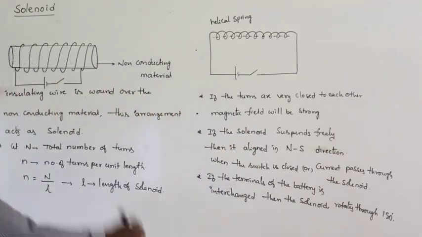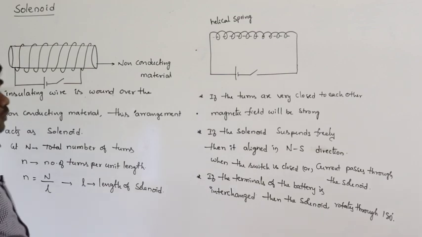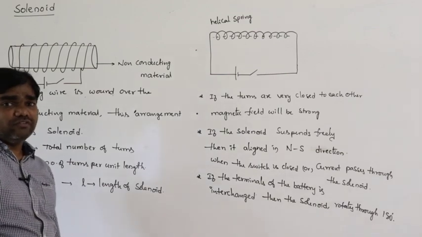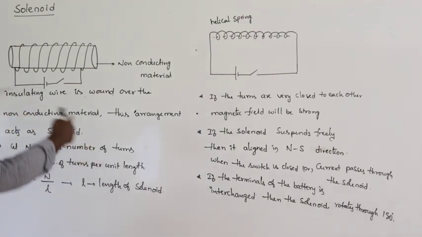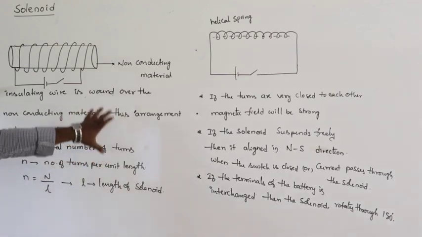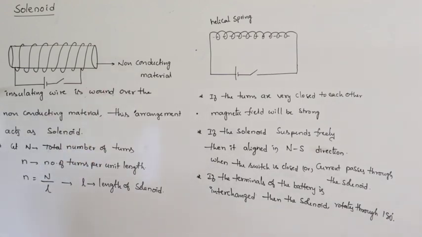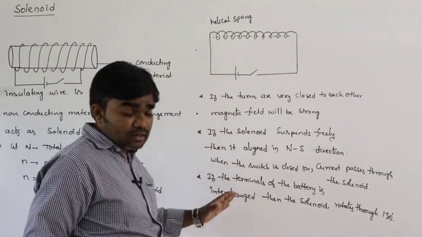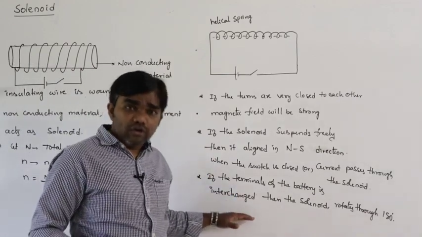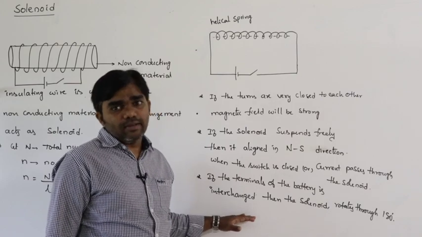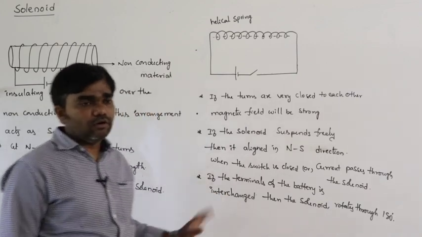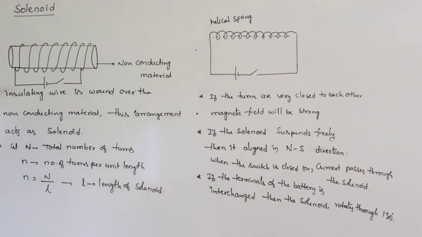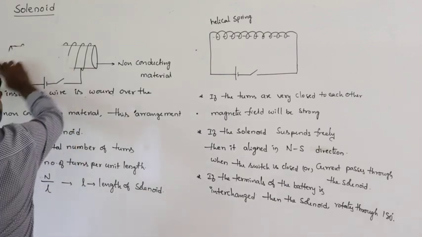This is the basic concept of the solenoid. Now we can discuss the magnetic field associated with the solenoid. So finally, the freely suspended solenoid acts as a bar magnet. That is the point you have to remember.